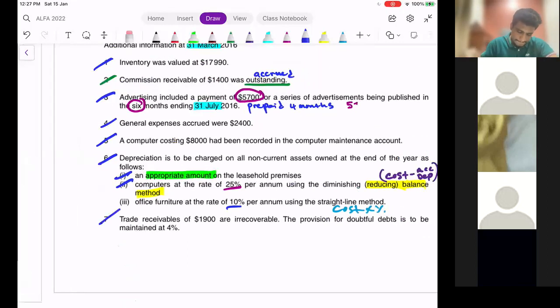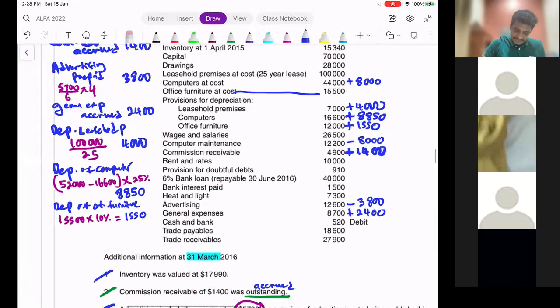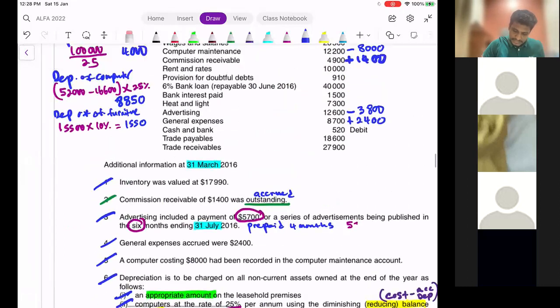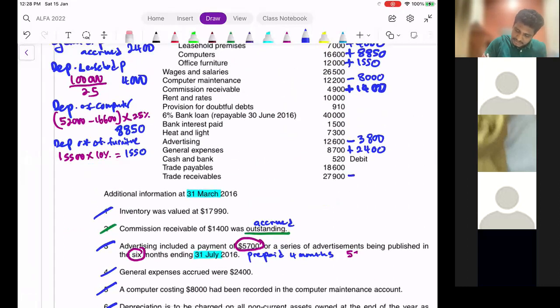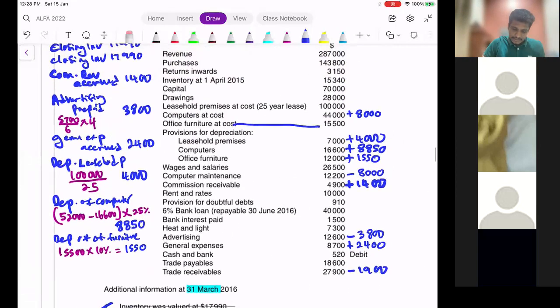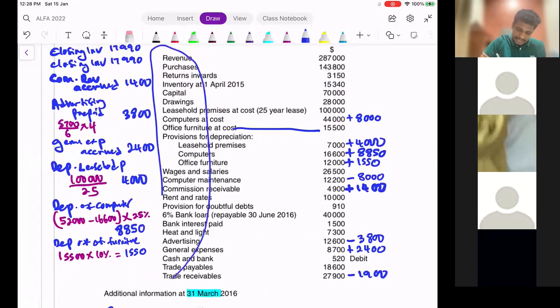Next one. Trade receivable of 1,900 is irrecoverable. Irrecoverable means the guy cheated us, the guy ran away, or the guy died already. So what we do? We will go minus the trade receivable. Can you go find the trade receivable? 1,900, right? Trade receivable minus 1,900. And then you need to go plus the irrecoverable debt. Can you check, do you have an irrecoverable debt here? If you have a previous irrecoverable debt, we just plus together. If you don't have, then create a new one.